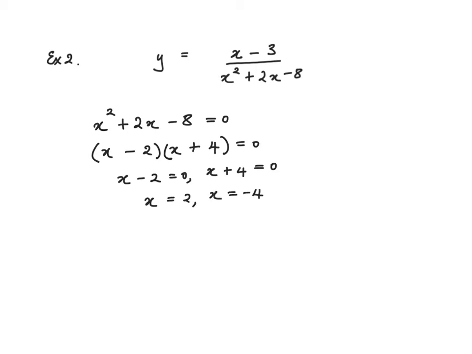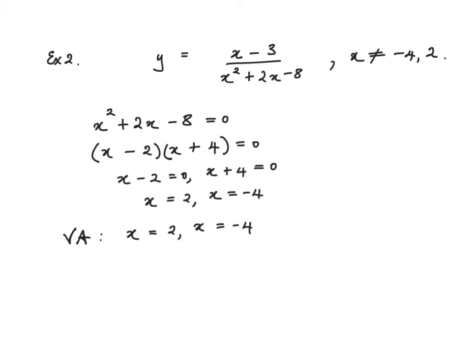So in fact, the vertical asymptotes are x equals 2 and x equals minus 4. And what we might have seen is this restriction here on the domain.